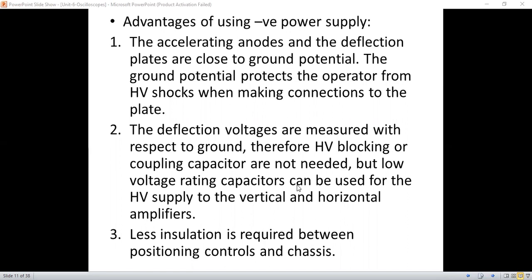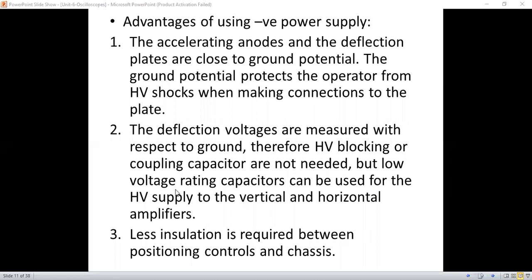So to protect here now, if we are using positive high supply, then we have to use the coupling capacitors. So we are using the low voltage here now, that is negative supply we are using here now. So no need to use the coupling capacitors here now. For that reason, coupling capacitors are not needed. That is one advantage here now.